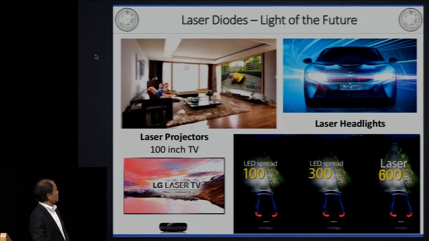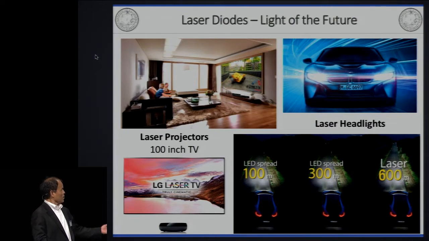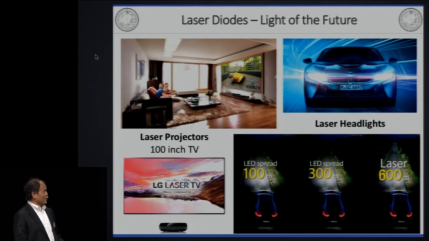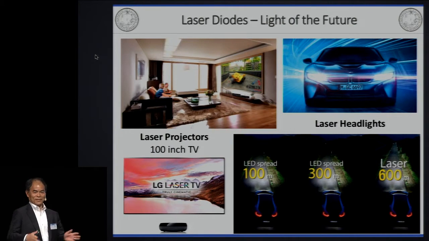In this case, the irradiation distance of an LED headlamp is only 300 meters, while laser lighting reaches more than 1 kilometer. In Germany, the Autobahn is huge, so they need this to be safer. It's dangerous, no? So the German companies are eager to develop and use laser lighting. But in Japan, we don't need laser lighting because the roads are always like this.